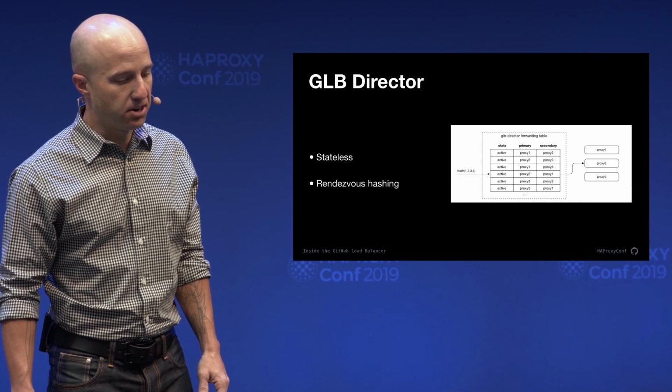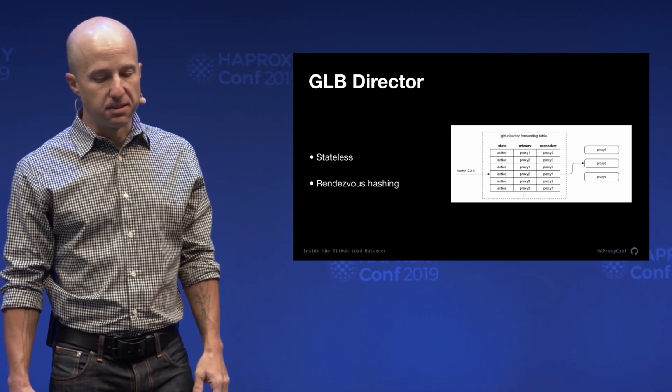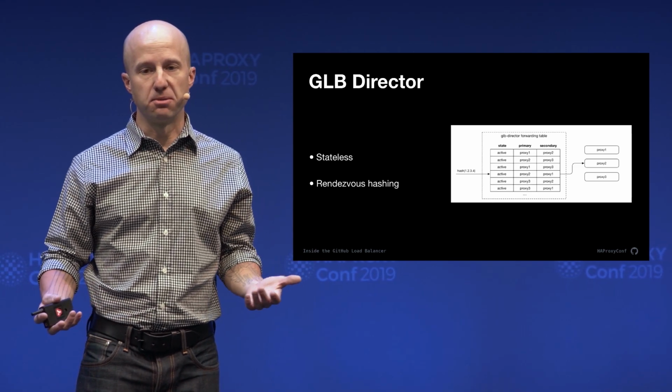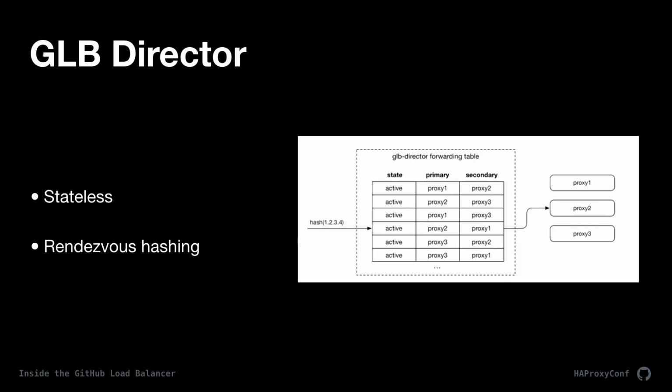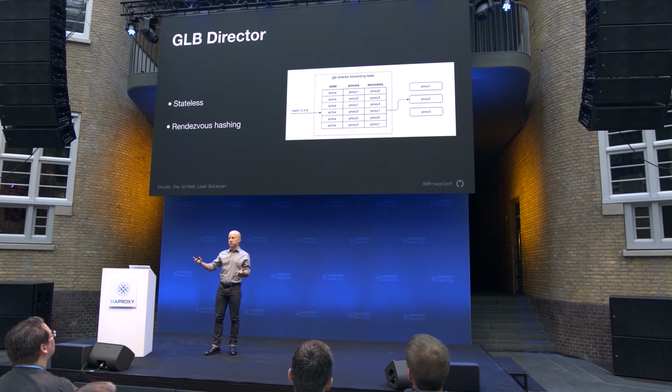So we've taken a lot of care in the director to remove as much state as possible. GLB director doesn't have any sort of state sharing like you might have seen with IPVS. We don't do any sort of TCP connection multicast sharing across nodes or anything like that. What we do is build a forwarding table that's identical on every single host. It's similar to ECMP, where we hash clients onto that forwarding table and then route their requests to specific proxies in the back end.